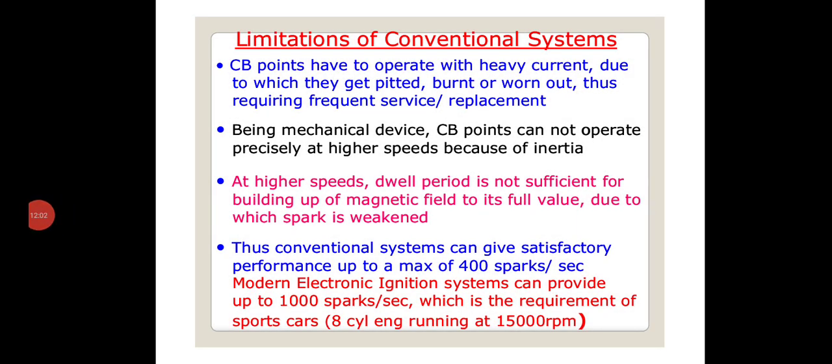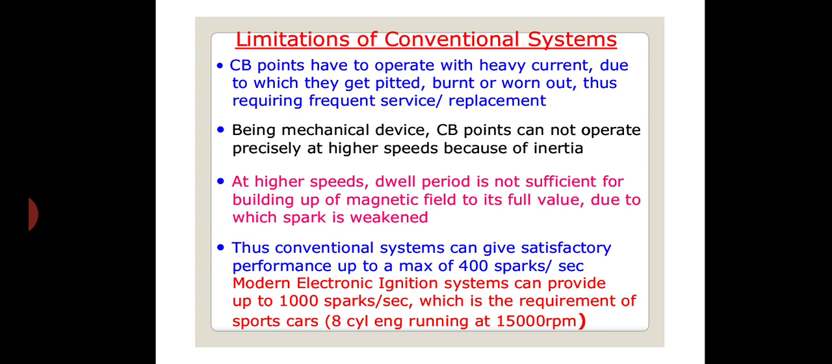Limitations of the conventional system. Contact breaker points have to operate with heavy current, due to which they get pitted, burnt or worn out, thus requiring frequent service or replacement. As we know, pitting of the contact breaker points leads to timing error and consequently loss of power. So it results in a frequent maintenance problem.